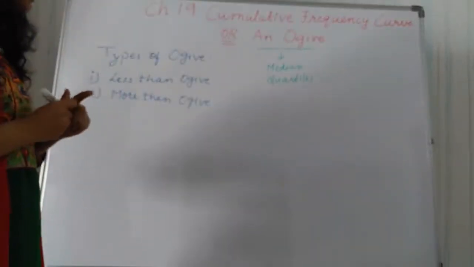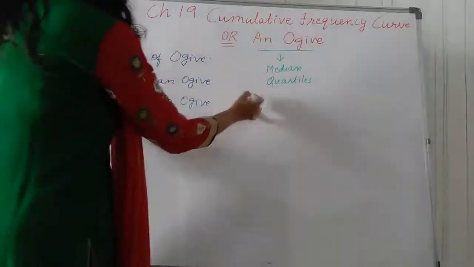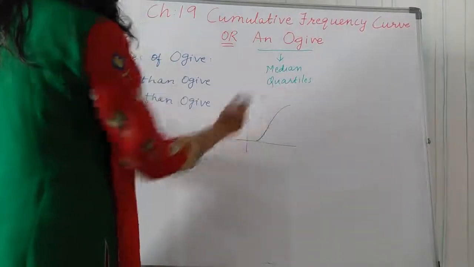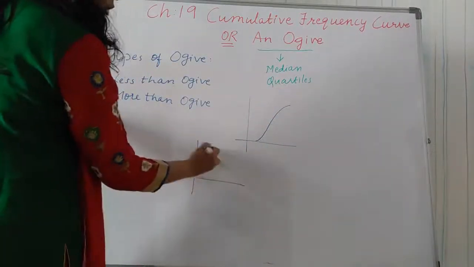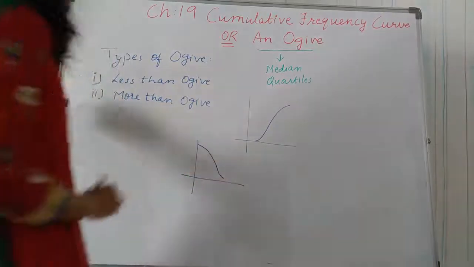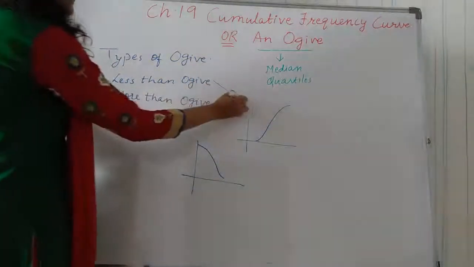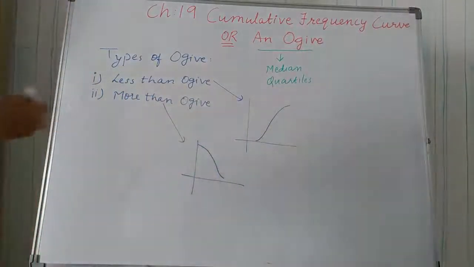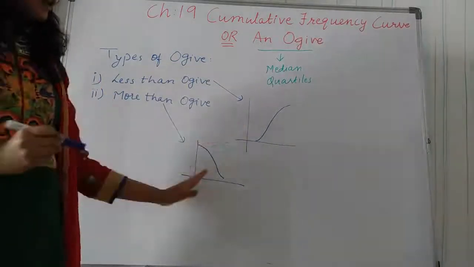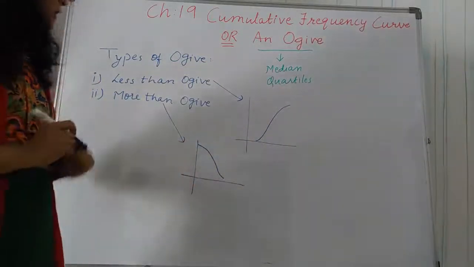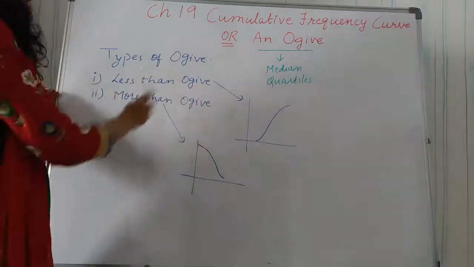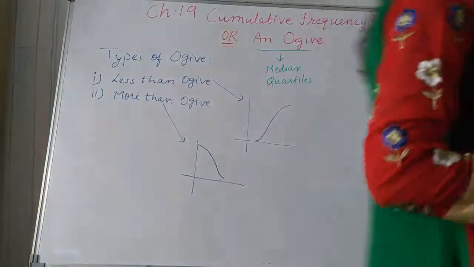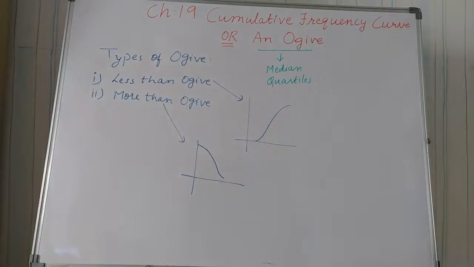Students, a less than Ojive is always drawn from downside to upside, and a more than Ojive is always drawn from upside to downside. So these are the differences. This is the less than Ojive and this is the more than Ojive. The figures I have drawn tentatively, you can see this type of figures in less than and more than Ojive. Now let us take one example to understand our Ojive concept.